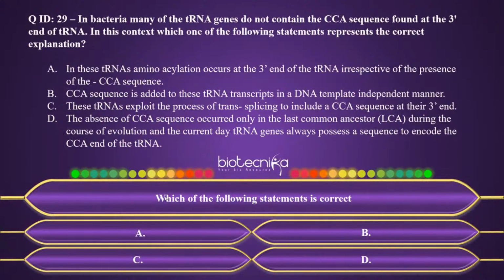That is why option B is correct: the CCA sequence is added to these tRNA transcripts in a DNA template independent manner. So this option would be correct for this.